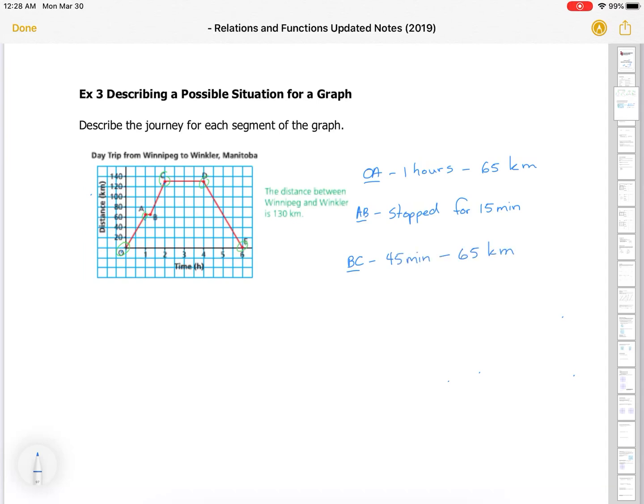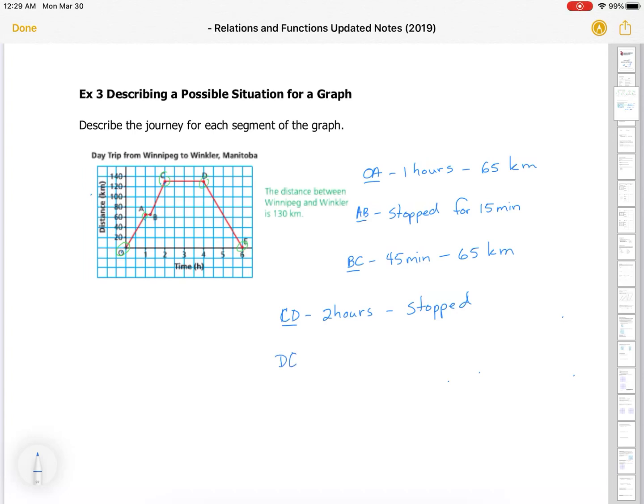and we went another 65 kilometers because we are at about 65 kilometers at B, and we're at about 130 kilometers at C. Now there's a big flat plateau from C to D. Here we don't change our distance at all, but 2 hours pass and we've stopped. No distance. This is when we're in Winkler. Maybe we visit some of the sites or we visit our friend that we've come to meet for lunch, but we don't really move with the vehicle.